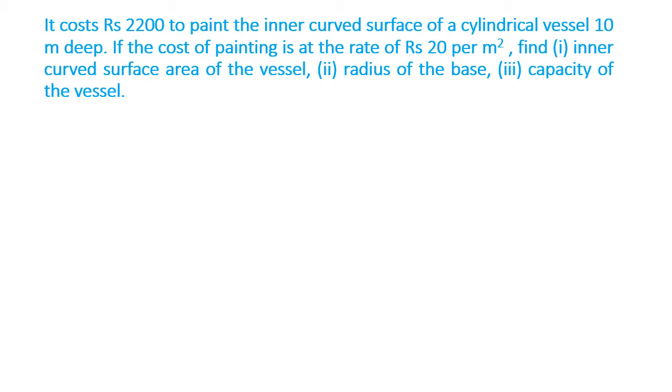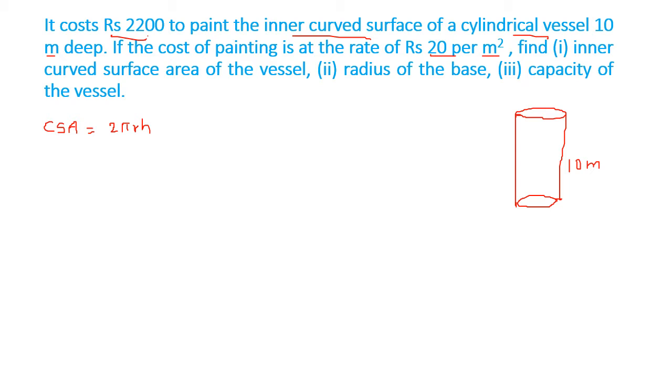Now, the next one: it costs rupees 2200 to paint the inner curved surface area of a cylindrical vessel. So, CSA of a cylindrical vessel is 2 pi RH. And it costs 2200 and the vessel is 10 meter deep. So, what does 10 meter deep mean? The depth of the vessel is given 10 meter. The cost of painting is 20 rupees per meter square.